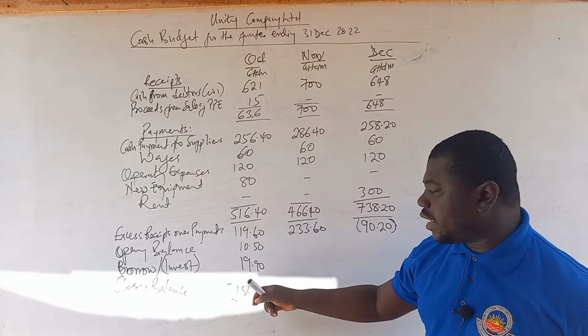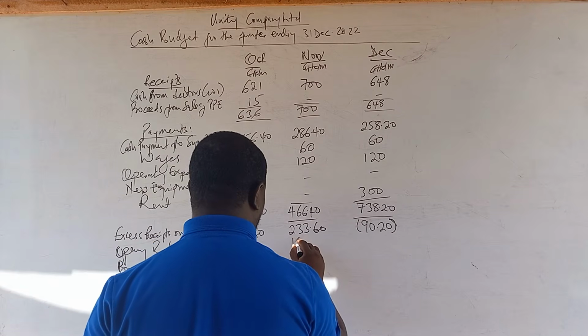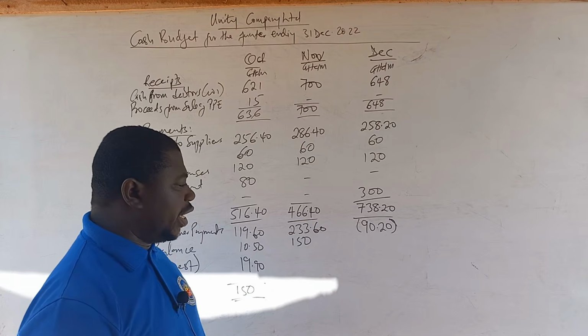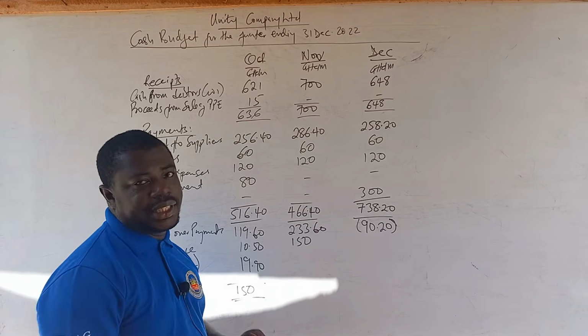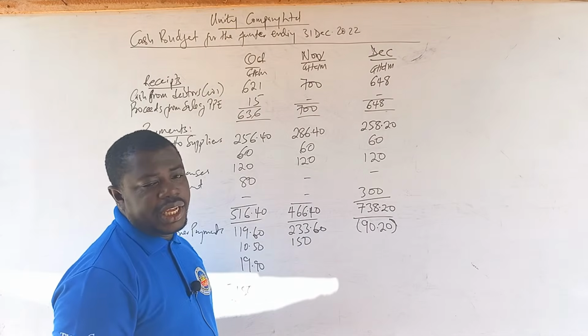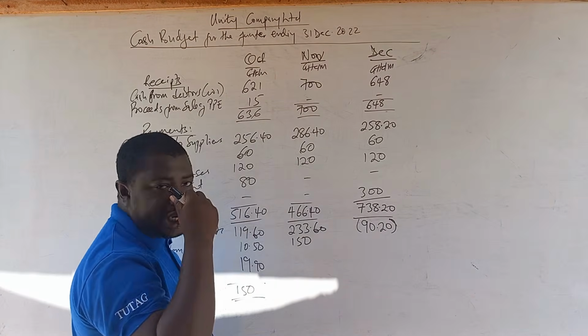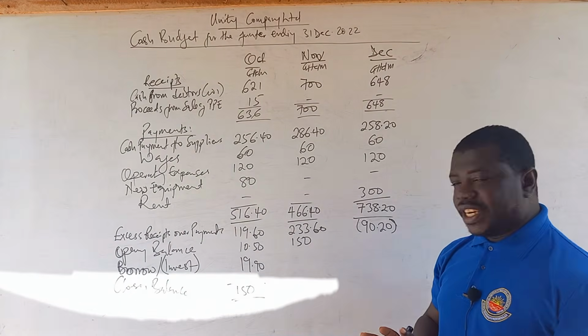In the second month, let us take the closing balance as the opening balance for the next month. So that is going to be 150. When we add 150 to 233.60, we are going to get 386.6. Meanwhile, we are also told that the maximum should be 300. So we cannot go beyond the maximum. In other words, we have too much cash on our hands. So we need to invest the difference.